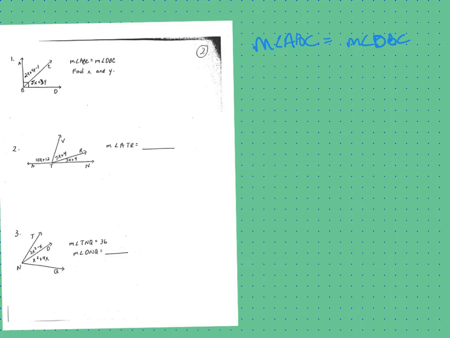Okay, using that information, I see that the measure of angle ABC is 2x plus 4y minus 1, and the measure of angle DBC is 5x plus 3y. So let's get all the variables over to one side equal to a constant. So that's going to mean negative 3x plus y equals 1. And at this point, when you get it in that form, I'd like you to put a box around it.